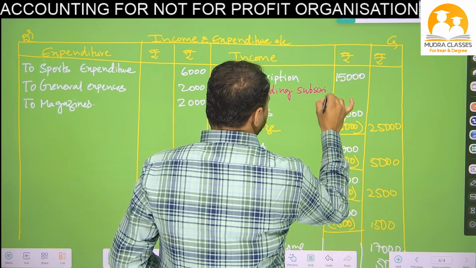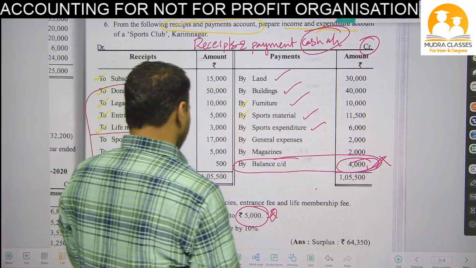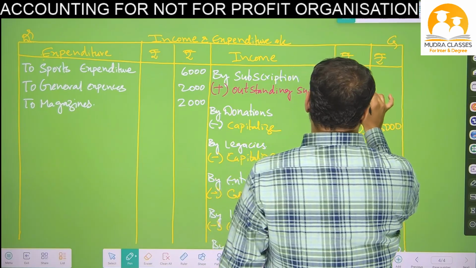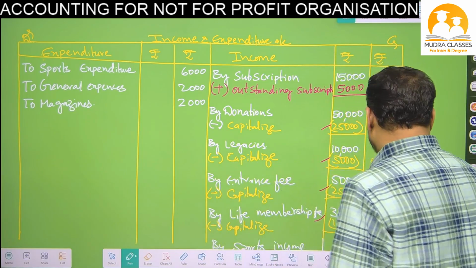So outstanding subscription, how much is given? Outstanding subscription amount, 5000 rupees is said, so 5000 rupees we have to add here. So 15,000 plus 5,000, 20,000 in the outer column. Okay, let's see the next one.